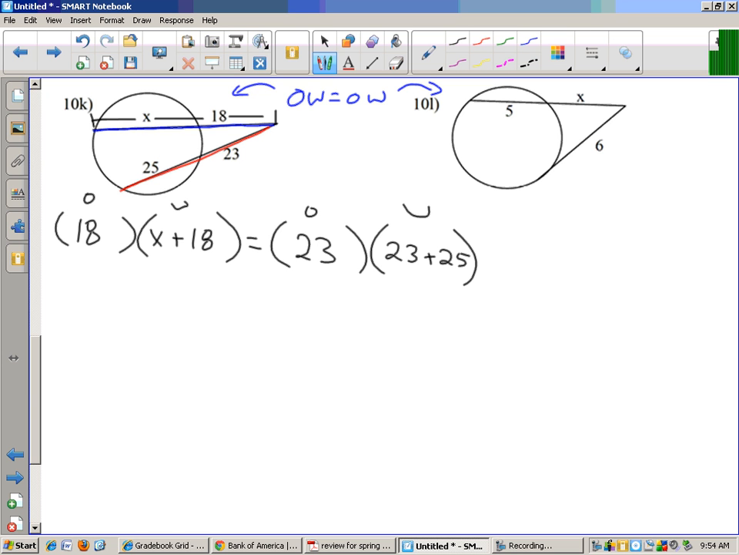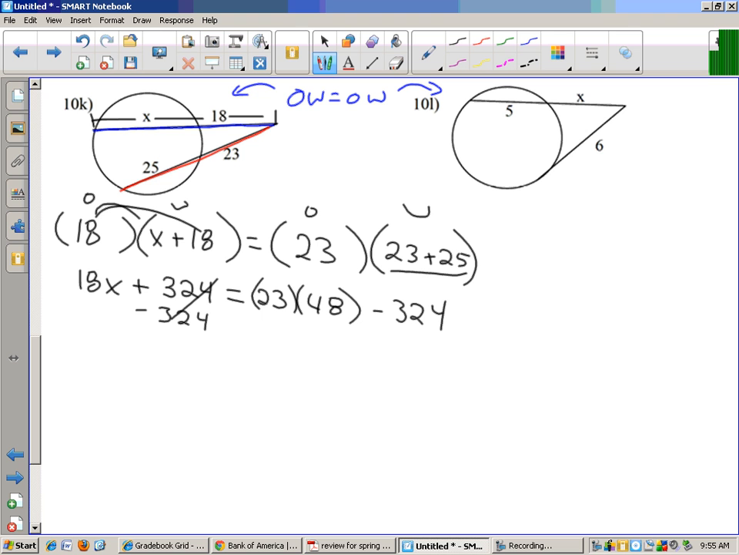Okay, so now we can do this pretty easily. Let's go ahead and distribute that through. There's actually a better way I'd prefer to do it, but I'm going to do it the way that you guys are used to. I would divide by 18 on both sides first, but let's just do this like you guys are used to. 18 times 18 is how much? 324. And 23 plus 25 is how much? Yeah, 48. So now I'm going to subtract 324 from both sides.